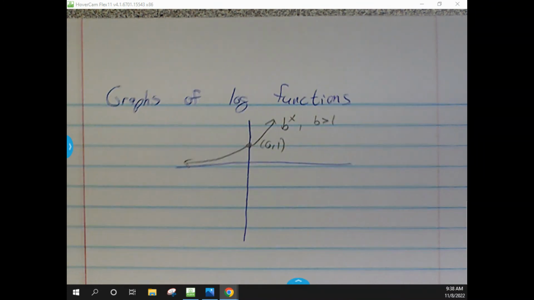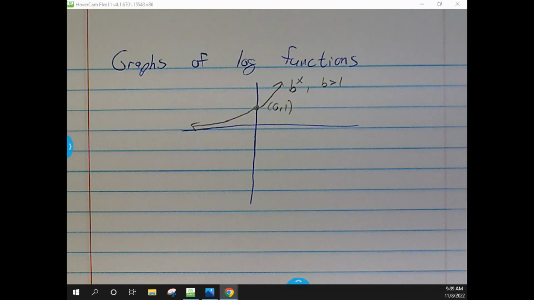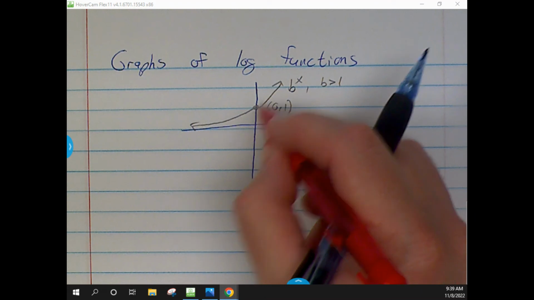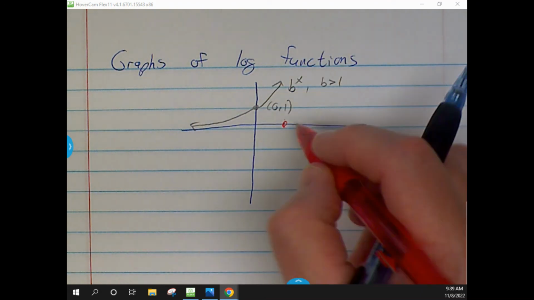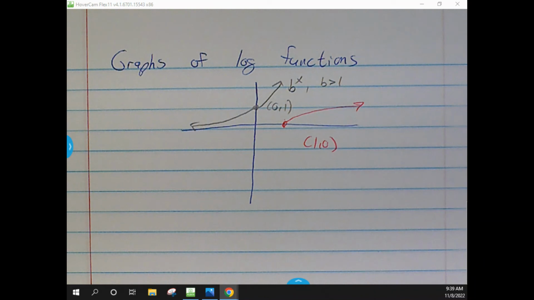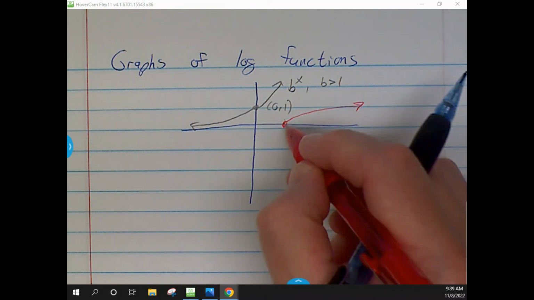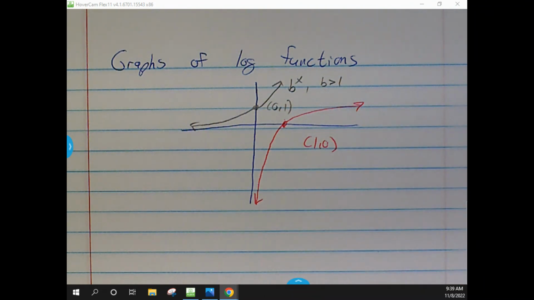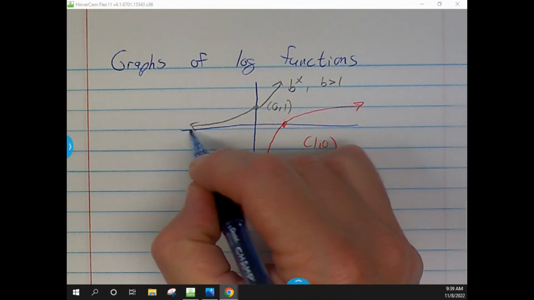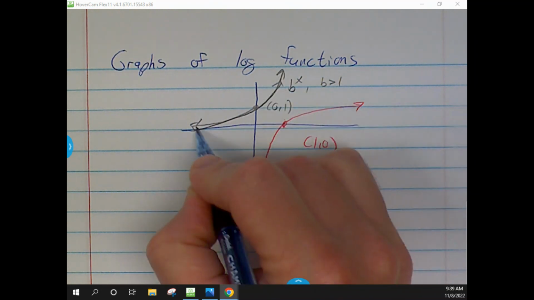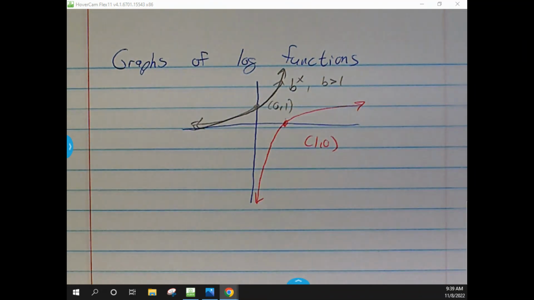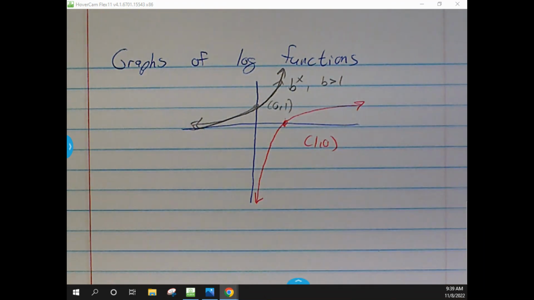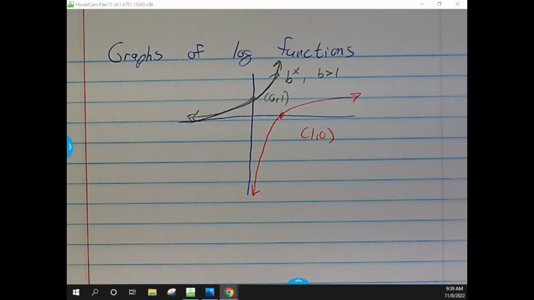So if we do the inverse of it, instead of going through 0, 1, we're going through 1, 0. And instead of chasing up the y-axis, now we're going to chase up the x-axis. And instead of bottoming out on the x-axis, now we're going to bottom out on the y-axis. So it's the same graph as yesterday, but it's inverse. It's flipped around. Instead of going up the y-axis, now we're going to go up the x-axis. Instead of being 0, 1 as a reference point, it's going to be at 1, 0.